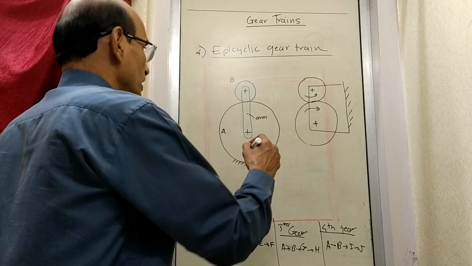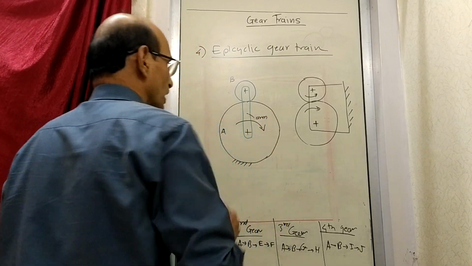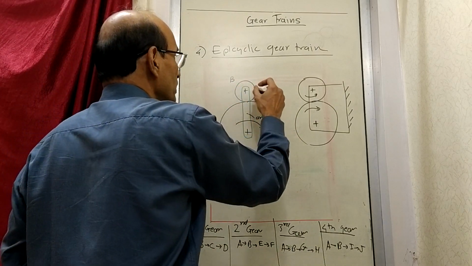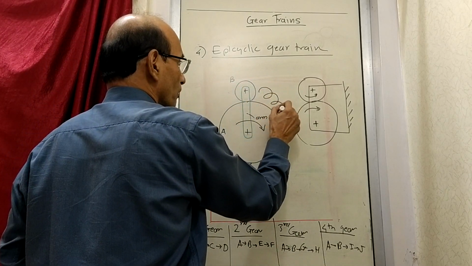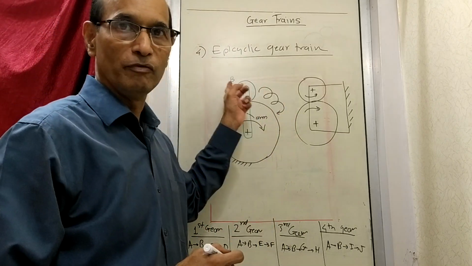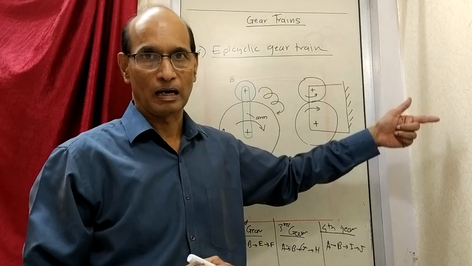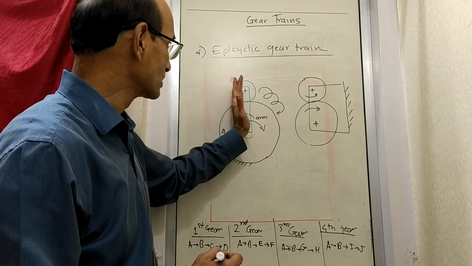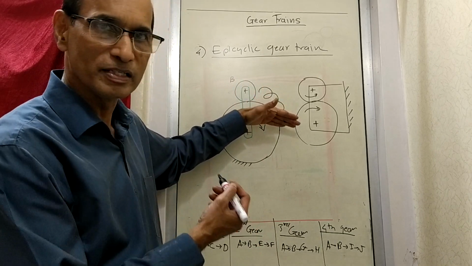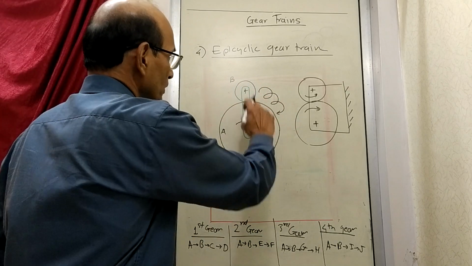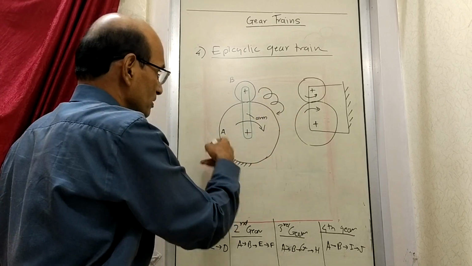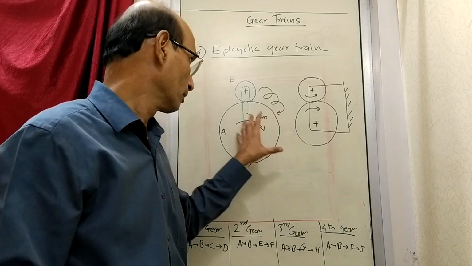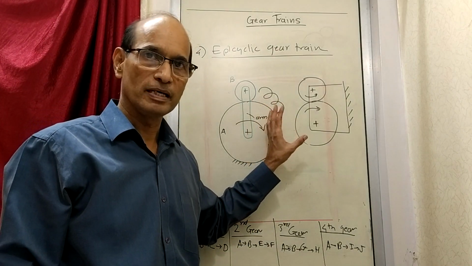Now what happens? If you try to rotate the arm, what will happen to gear B? Gear B will start rolling, like a wheel of a car rolling on the road. Like that, this wheel will go on rolling as the arm is rotating. It's quite easy to understand. You are rotating the arm, the wheel will be rotating like this, and whatever is happening here, this kind of gear train is called an epicyclic gear train.